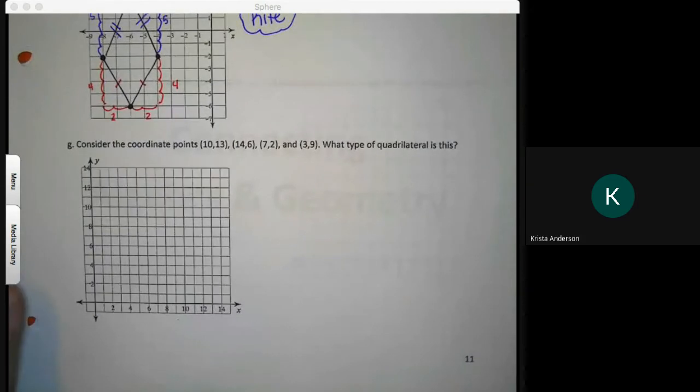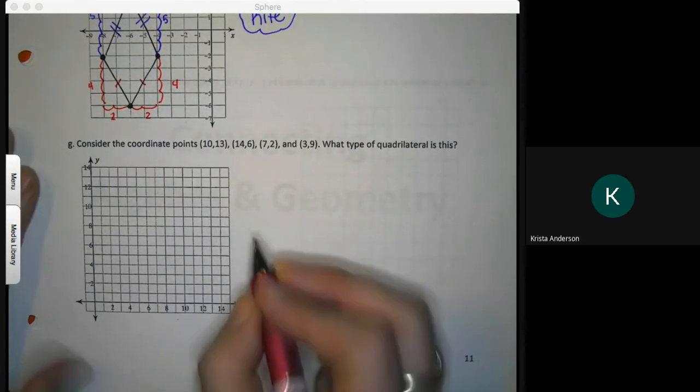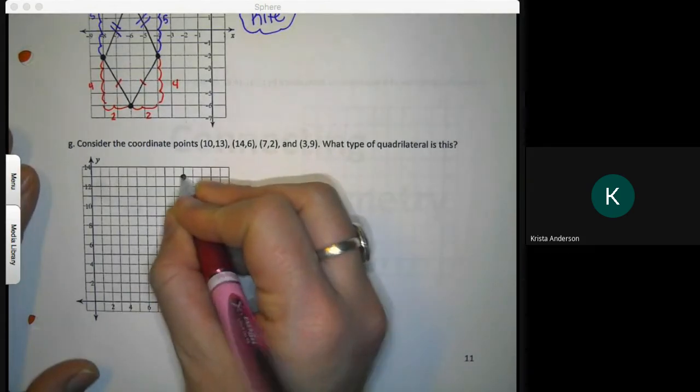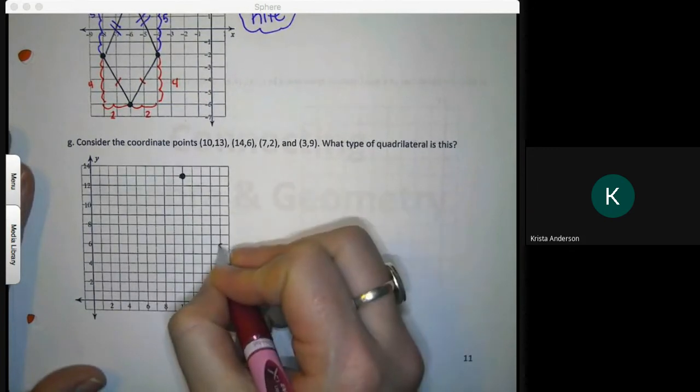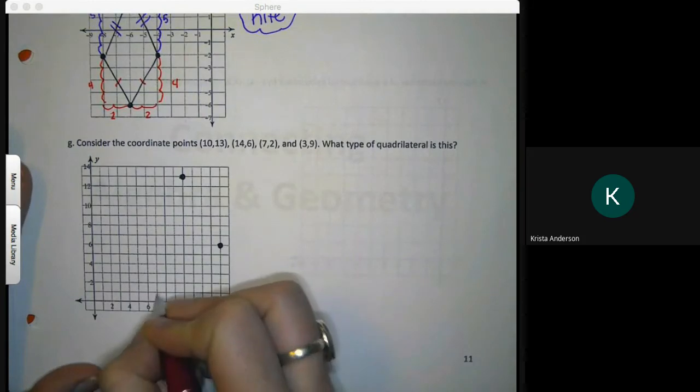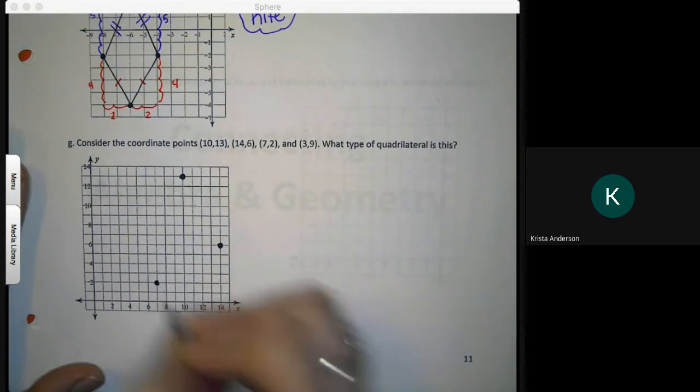Question G. Consider the coordinate points (10, 13), (14, 6), (7, 2), and (3, 9).